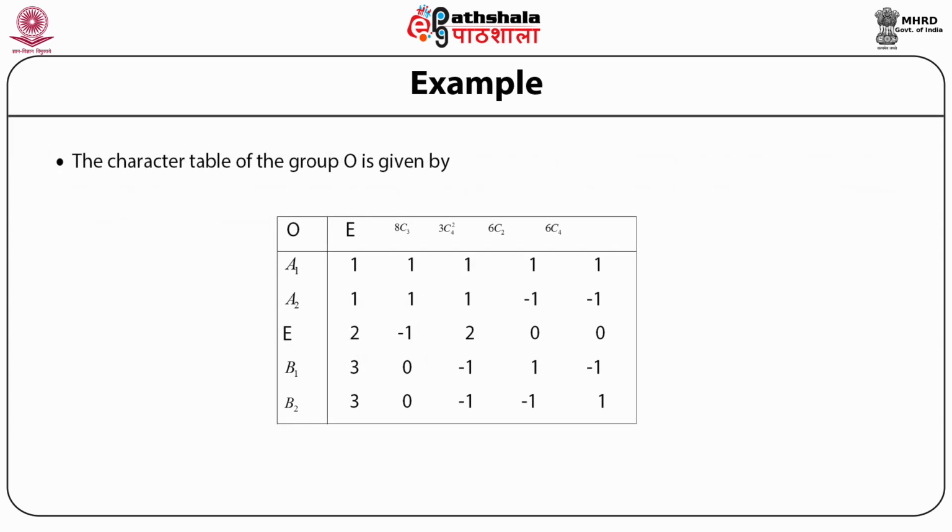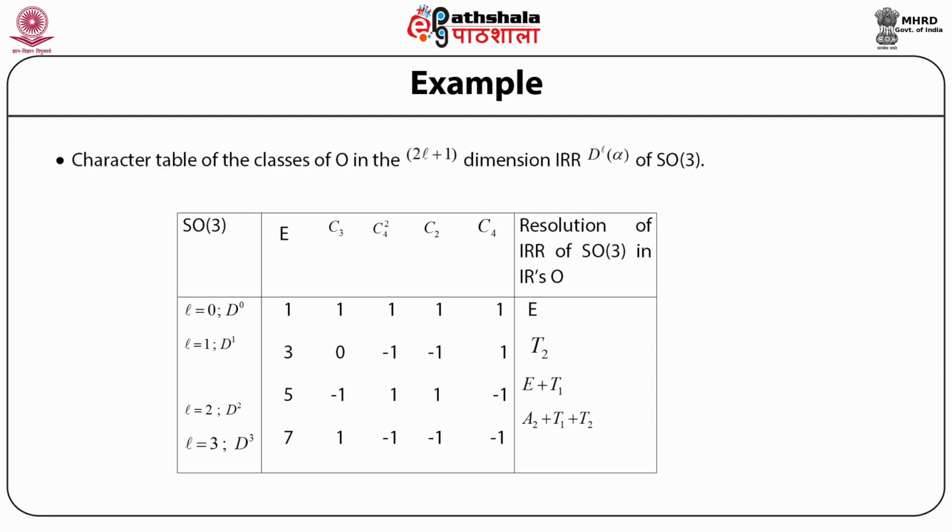The character table of the group O, we have seen so many times. It has 5 classes and 5 irreducible representations, 2 of dimension 1, 1 of dimension 2 and 2 of dimension 3. Its character table is shown here. The characters of the classes of O in the 2l plus 1 dimensional irreducible representation D_L of SO3. So what are we doing? We have a rotationally invariant system whose representations are the 2l plus 1 dimensional irreducible representations D_L of the group SO3, the rotation group in 3 dimensions.